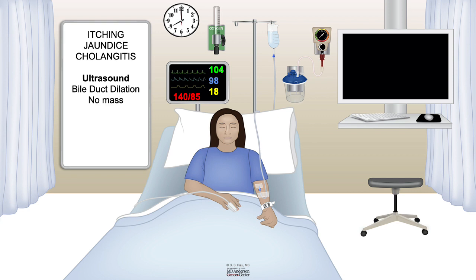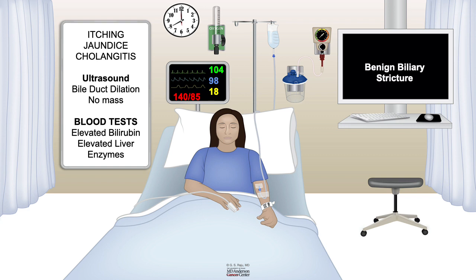And if this were to happen in a patient who has had surgery, you should think about a benign biliary stricture. When you do the blood test, the bilirubin will be elevated, and the liver enzymes will be elevated as well. So, a patient presenting with itching, jaundice, cholangitis, and a ductal dilation without a mass, this is typical for benign biliary stricture.